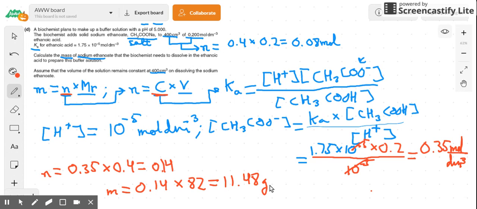And that's it. The thing to remember here is when you have a question on buffers, you will have to use the Ka expression, and you have to work a little bit backwards, and that's all.